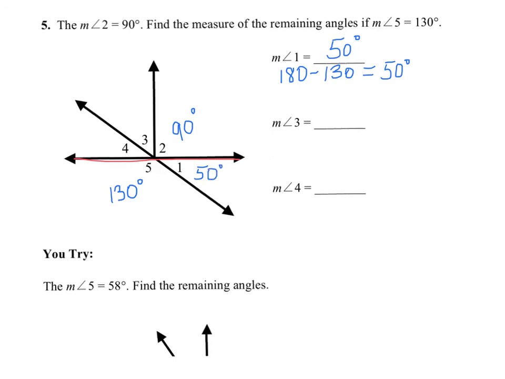All right, so if you look here, you have the measure of angle 1. And if you look at the measure of angle 4, what do you notice about 1 and 4? What kind of angles are they? They're vertical angles. And we know vertical angles are equal. So if angle 1 is 50, then angle 4 is also 50 degrees.